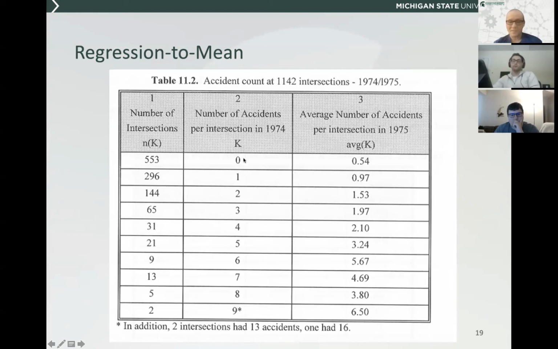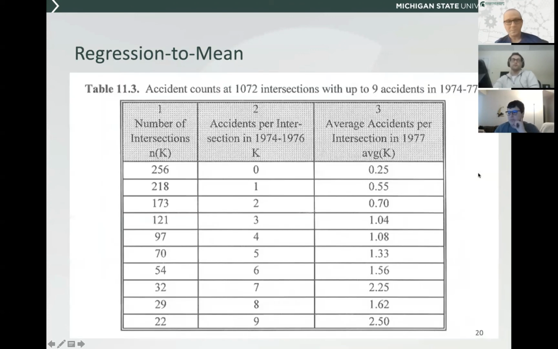And likewise, those sites that hadn't experienced any crashes also tended to regress towards that mean. Make sense? And the same situation is true here. Now, in this case, we had a slightly higher mean number of crashes. And so this is looking at crashes per intersection over a 3-year period.